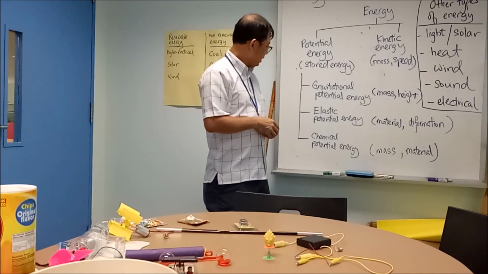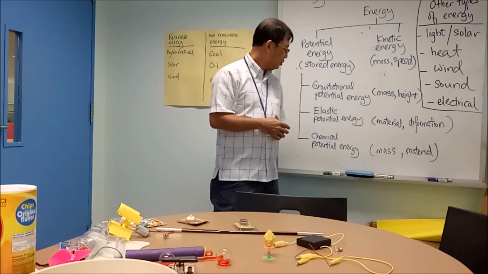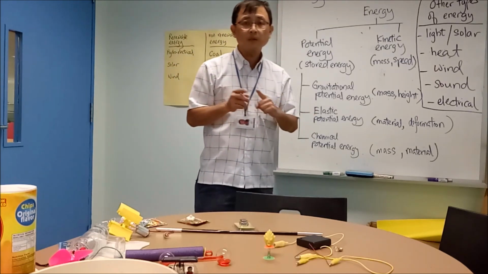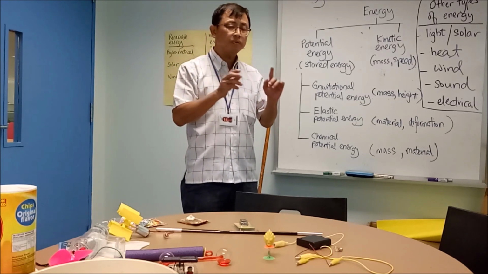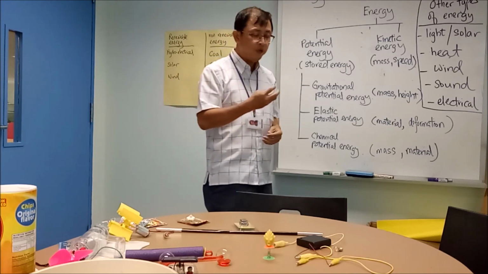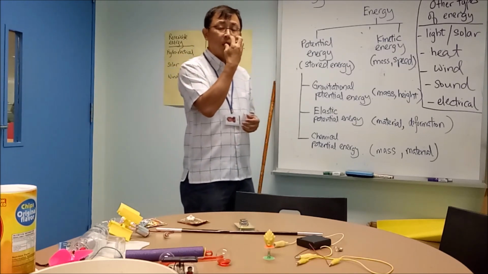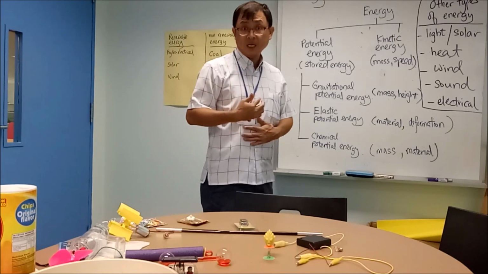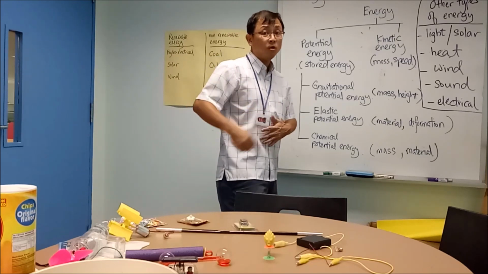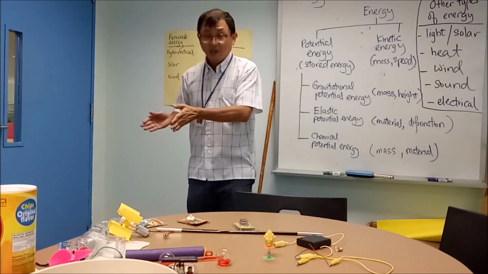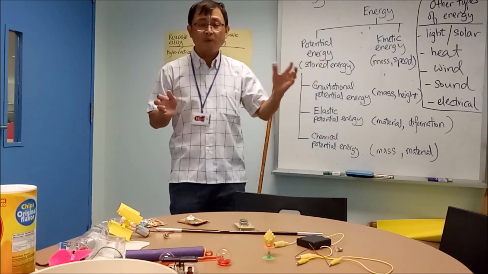Next, we'll talk about the last potential energy, chemical potential energy. A chemical process is an irreversible process, which means it cannot go back to its original form. For example, if I eat a hamburger, it goes through my body, and there will be a chemical process here. The hamburger will not come out from here. It's going to be waste, which means it's a different form altogether.